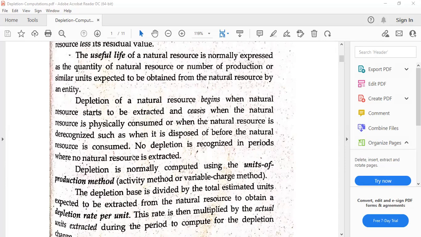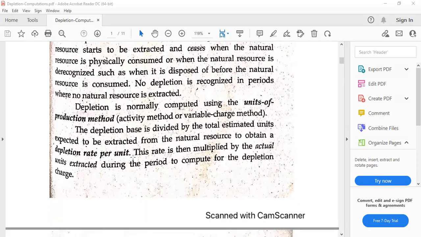And it ceases when the natural resource basically has been physically consumed or there are no more additional benefits because we can no longer extract further resource, or when it is disposed, as discussed under the recognition principles also in property, plant, and equipment, which is very similar to this one. Now, again, we are going to use the units of production method, activity method, also known as variable charge method.